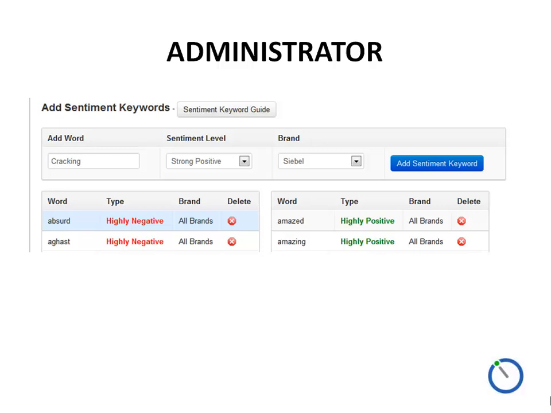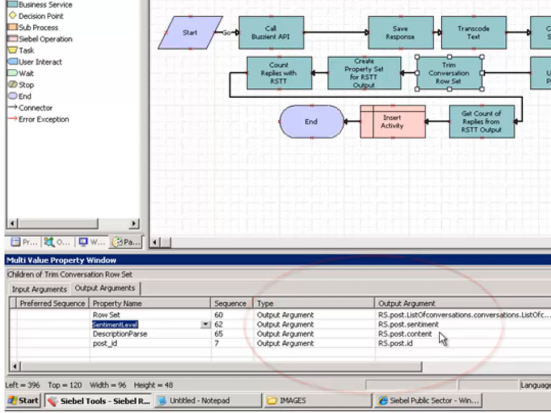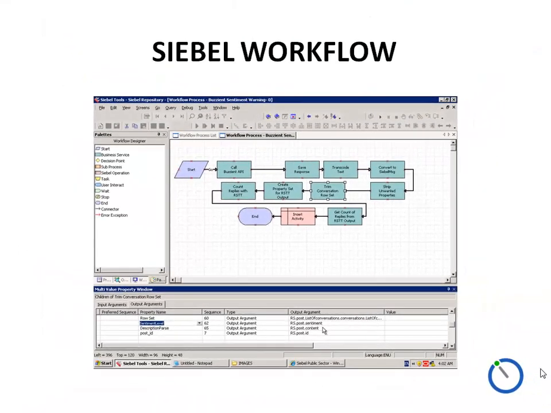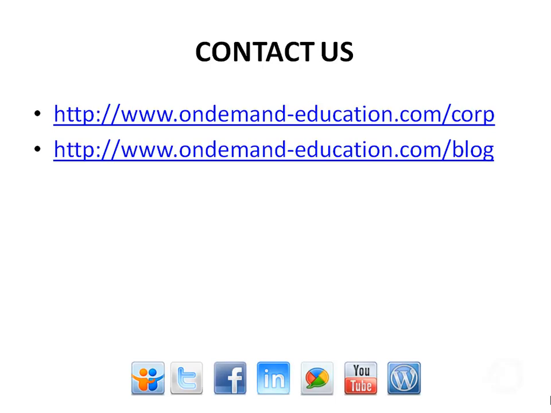We'll also spend a little bit of time seeing how these words, when they're signaled inside Buzzient, will enable us within Siebel, for example, to use Siebel workflow to capture the value from the sentiment tag and to use it in our Siebel CRM system to make sure that the end user experience is sufficiently clear and makes sentiment detection easy as can be.